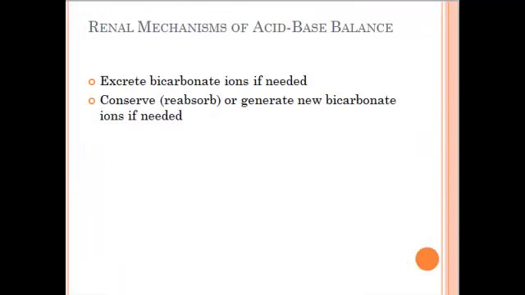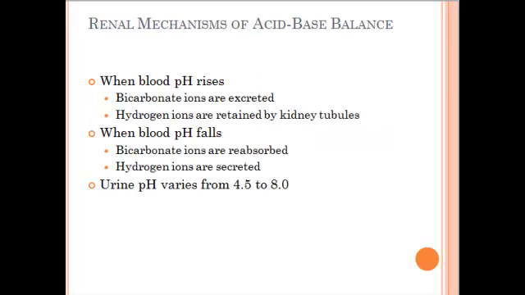But then also our kidneys can play a role as well. They can release bicarbonate ions in the urine in order to affect this acid-base balance. So when our blood pH rises, we get rid of those bicarbonate ions in the urine excreted by the kidneys. When the pH falls, as it becomes more acidic, we're going to keep those bicarbonate ions, reabsorb them, and get rid of hydrogen ions.